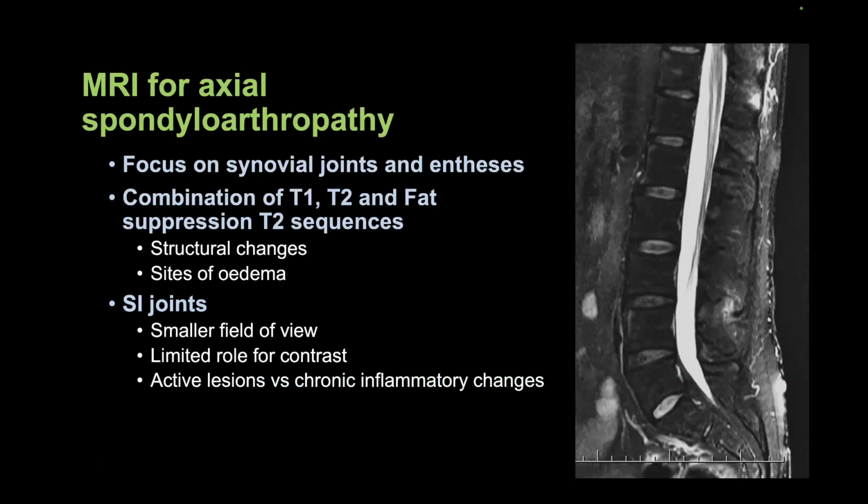We're focusing on sites of where inflammation may be occurring, and typically this is the entheses or at the synovial joints. So looking at the ligament attachments on the vertebral bodies, but also the interspinous and supraspinous ligaments, the facet joints, and then the rib joints, looking for signs of edema as well as the structural changes. And again, we're using combinations of T1 and fat-suppressed T2 sequences. For the SI joints, we typically do a smaller field of view, again, looking for active versus chronic inflammatory changes, and there's a limited role for contrast.